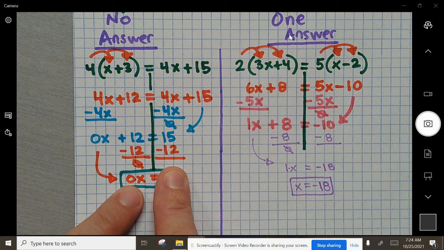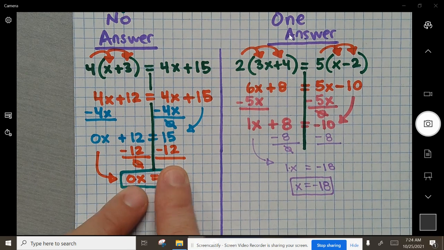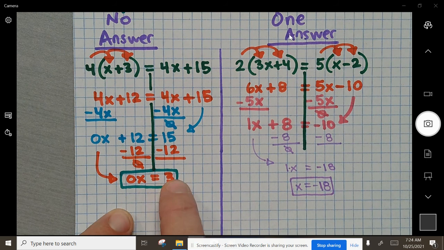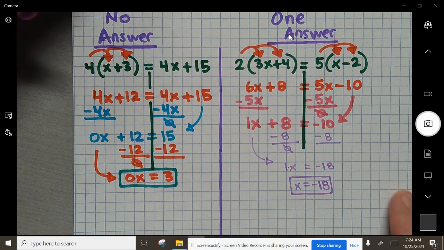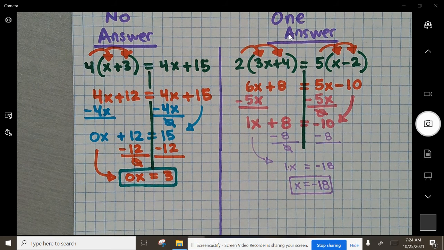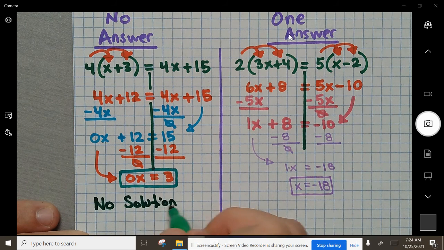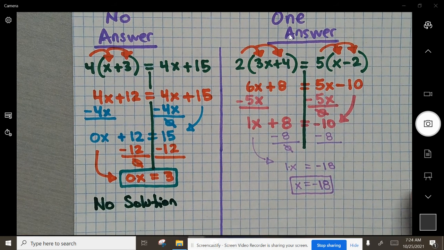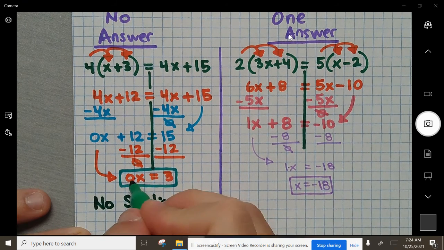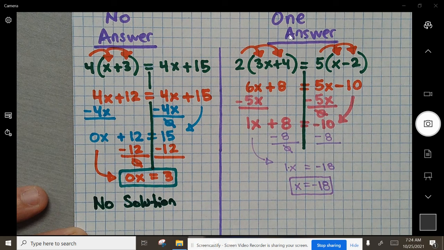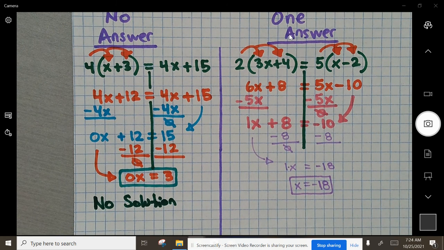Anything times 0 should equal 0, correct? So how are you going to get 0x equals 3? There's nothing that works. So this answer is considered no solution. I want you to write down at the bottom: no solution. Whenever you get 0x equals a number, any number, it's no solution, okay?